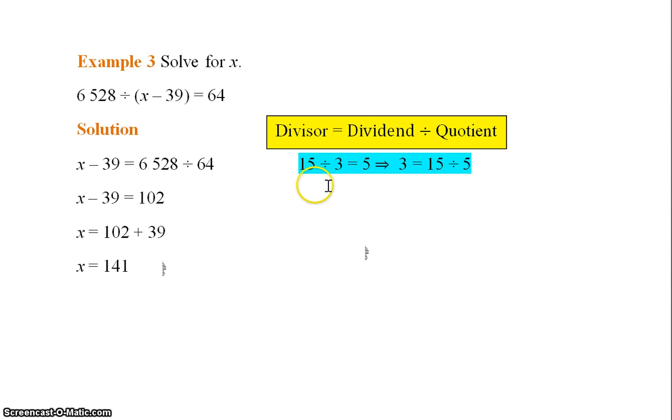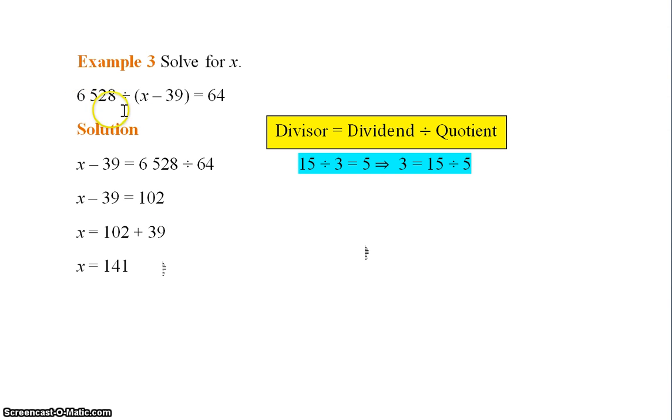Example: 15 divided by 3 equals 5. In this equality, 15 is the dividend, 3 is the divisor, 5 is the quotient. We can rewrite this equality this way: divisor 3 equals dividend 15 divided by quotient 5. So, divisor equals dividend divided by quotient.